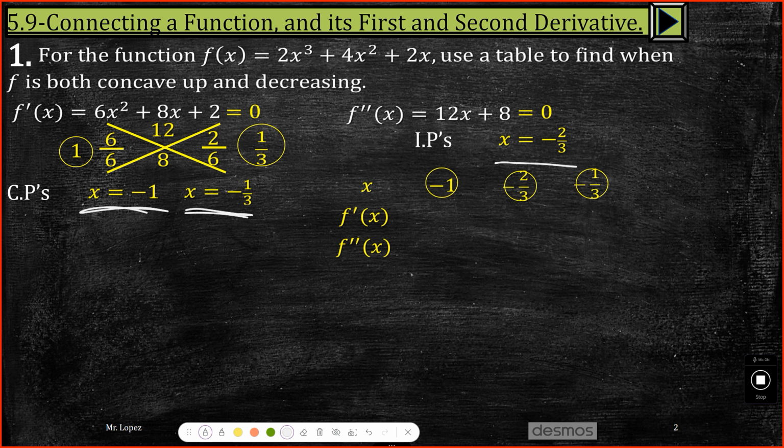So f prime of x at -1, the slope is 0. No, this is 0. That's not dealing, -2/3 is not dealing with f prime of x, it's with the f double prime of x. So -1/3 is where the slope is 0. No, so here this one's 0.